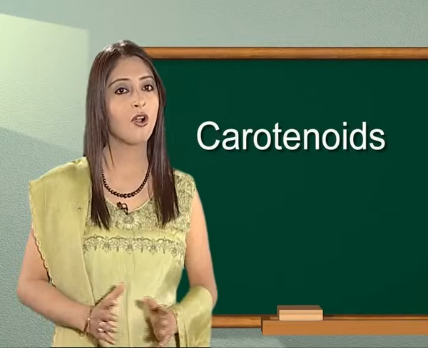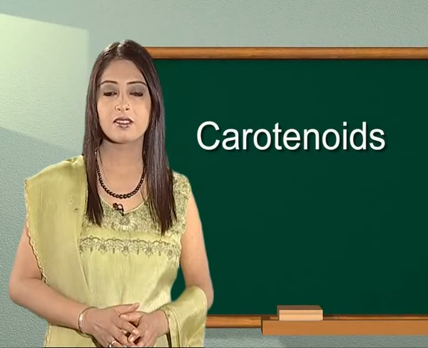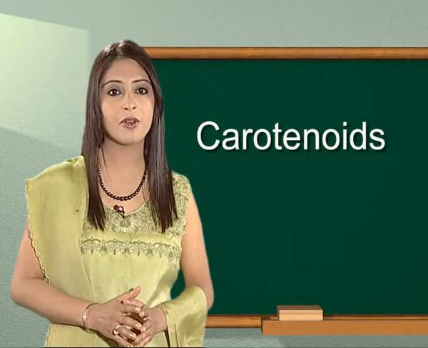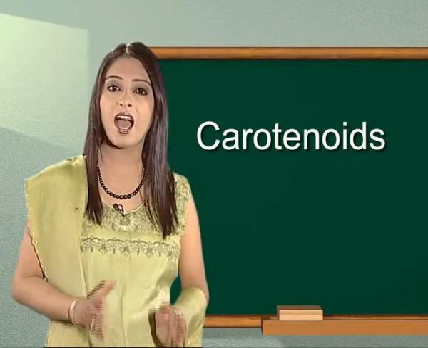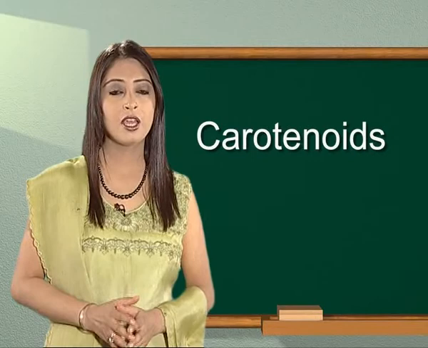Besides these, there is another group of pigments called carotenoids. The carotenoids are red, orange or yellow pigments. In the green leaf, their color is masked by the chlorophylls, which are more abundant. Carotenoids like chlorophyll are embedded in the thylakoid membrane of the chloroplasts. They are accessory pigments and harvest light from different regions of the spectrum. The light captured by these pigments is channeled to the reaction center, where light energy is converted into electrical energy.